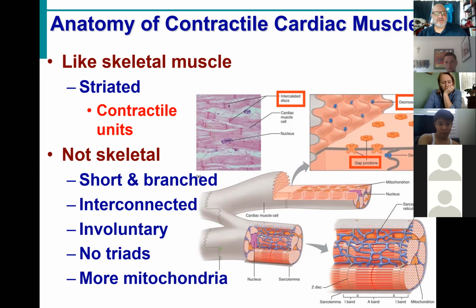All right, excellent. And again, much more reliant on oxygen to produce ATP, so not surprisingly, it has much more mitochondria in it than our skeletal muscle cell as well.